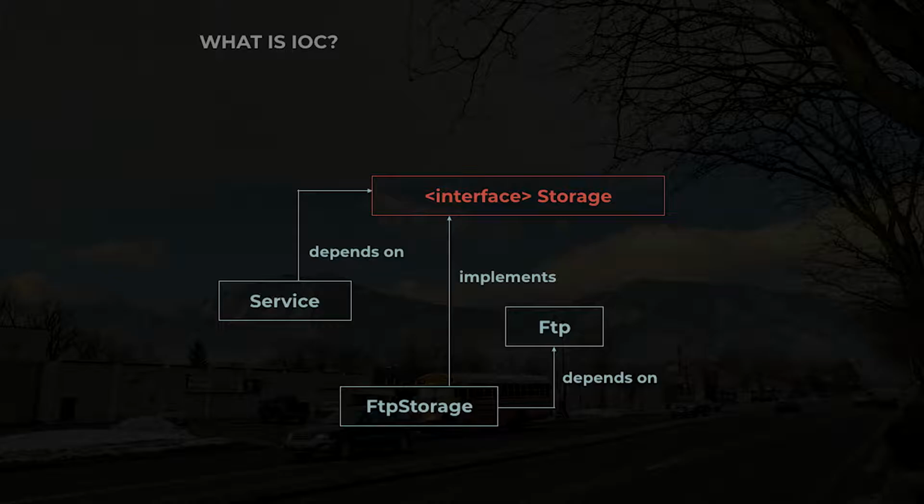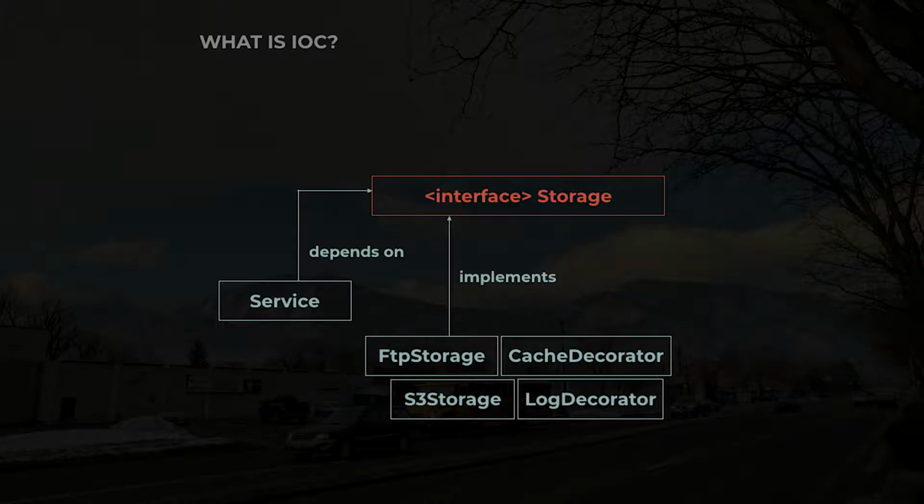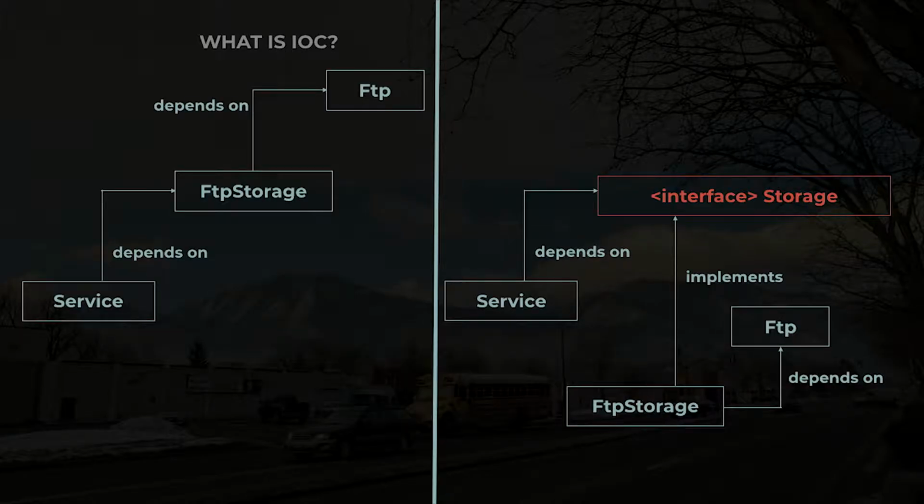Everything depends on a higher level abstraction, or implements a high-level abstraction. That's very important in a dependency graph. If your arrows are pointing down, no good. So we have different implementations. We can have the FTP storage, cache decorator, S3 storage, Git storage, HTTP storage, whatever you want to add here. We can implement whatever we want, and then it can get injected into the service. So this is the comparison between the awkward dependency graph and the correct dependency graph.